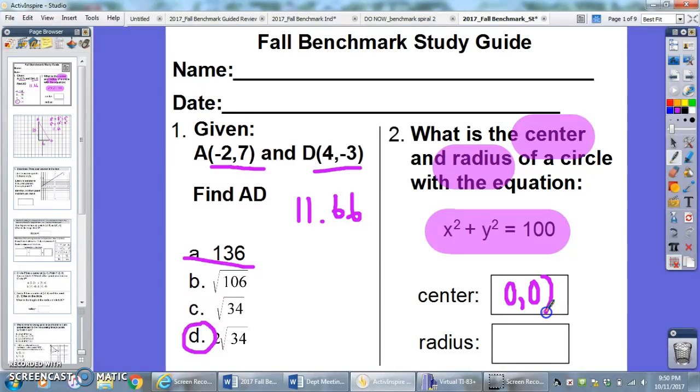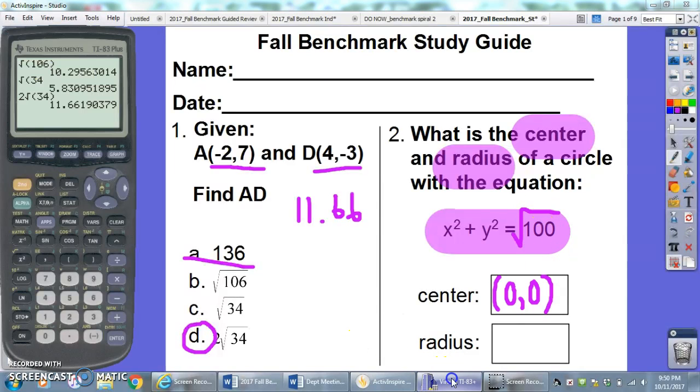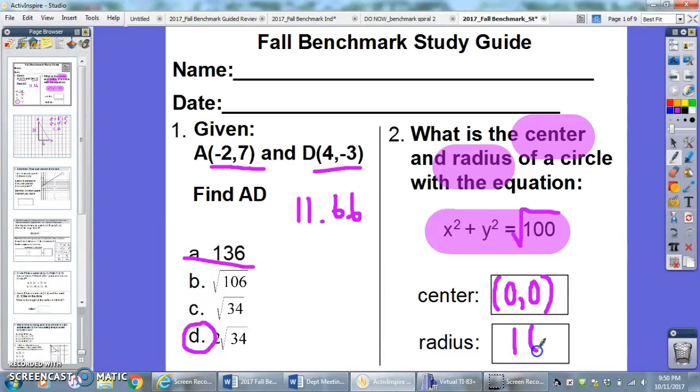Alright, and then my radius is the square root of the number on the right side. That's how I find my radius. I always take the square root of this number and the square root of 100 in my calculator. Alright, square root of 100 is equal to 10, so I know my radius is 10.